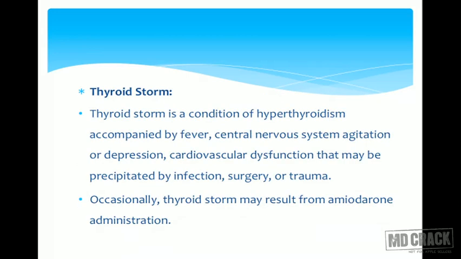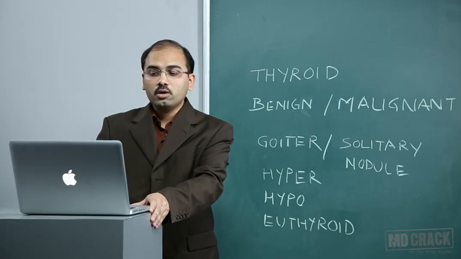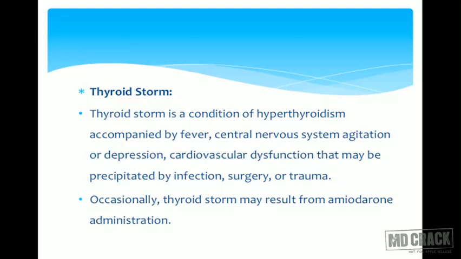Next we move on to thyroid storm. Thyroid storm is a condition of hyperthyroidism accompanied by fever, central nervous system agitation or depression, along with cardiovascular dysfunction that may be precipitated by infection, surgery or trauma. So please go through all the points. Thyroid storm is precipitated by infection. It may be any viral or bacterial or any systemic infection. It may be precipitated after surgery or after trauma.